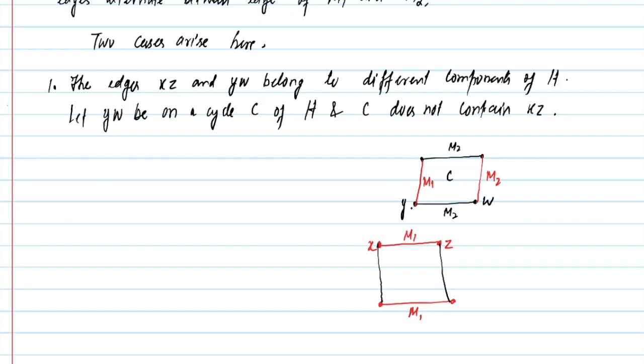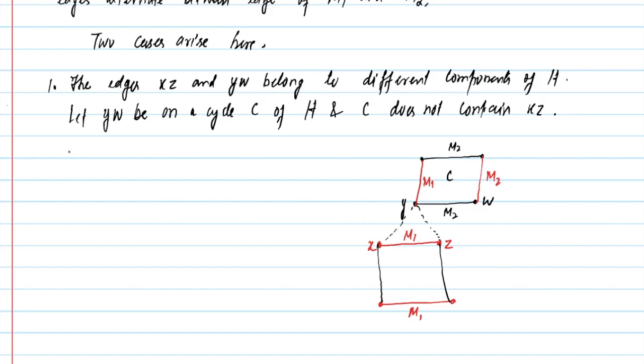And now in the original graph, we have these two edges also. But these two edges, yx and yz, are not edges in H, because H is constructed from the edges of M1 and M2. The matching M1 contains xz, so it cannot contain xy or zy, and similarly the matching M2 contains yw, so again M2 cannot contain the edges yx and yz. So yx and yz are not edges of the graph H.